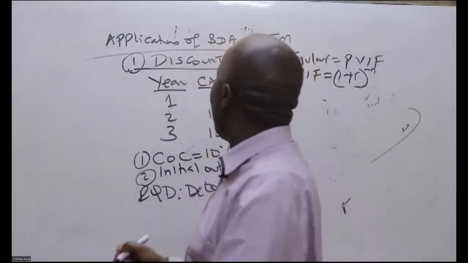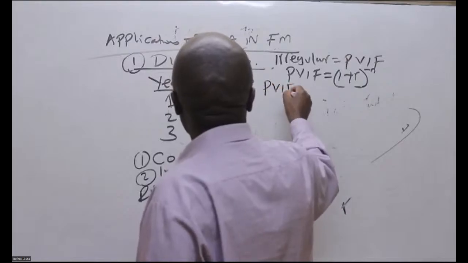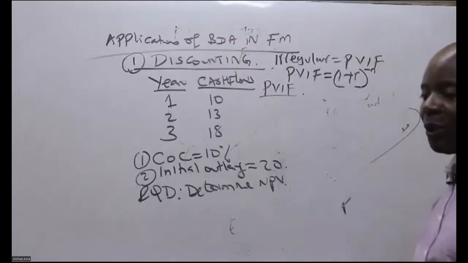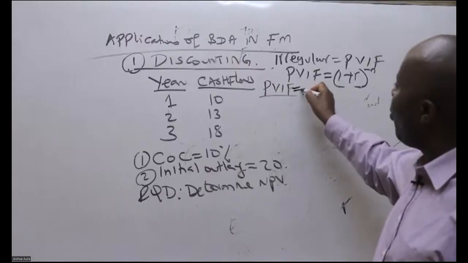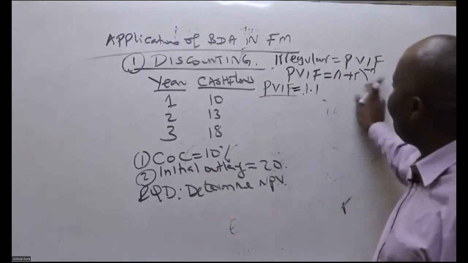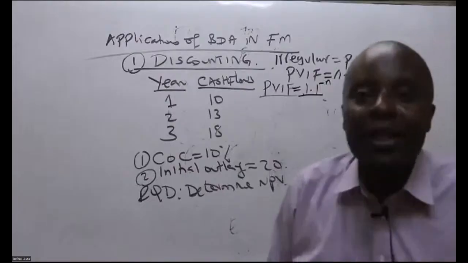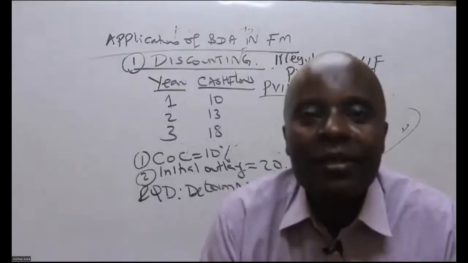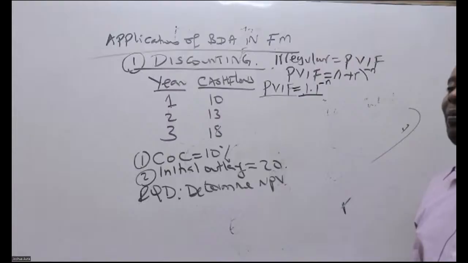So create a column here that we shall call PVIF. So this PVIF then will be 1.1 raised to negative N. I'm so sure you guys haven't seen where I got 1.1 from. Nobody has seen. It's only me.